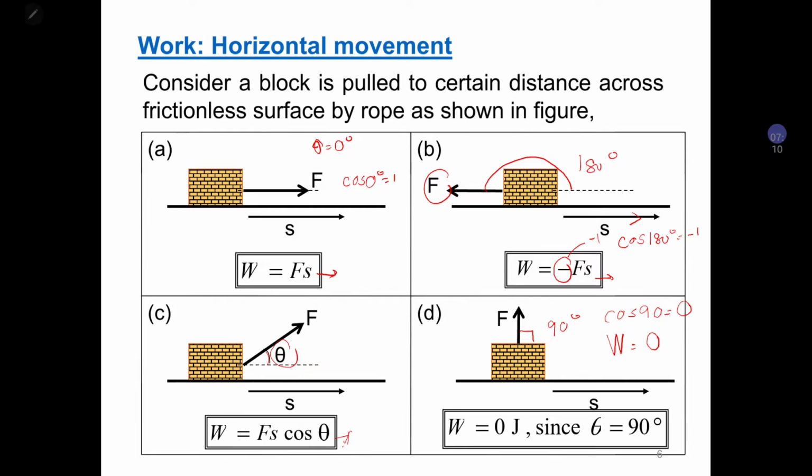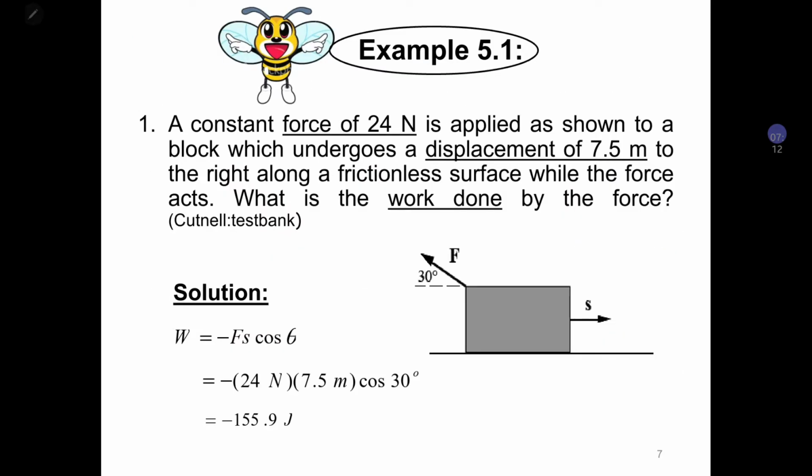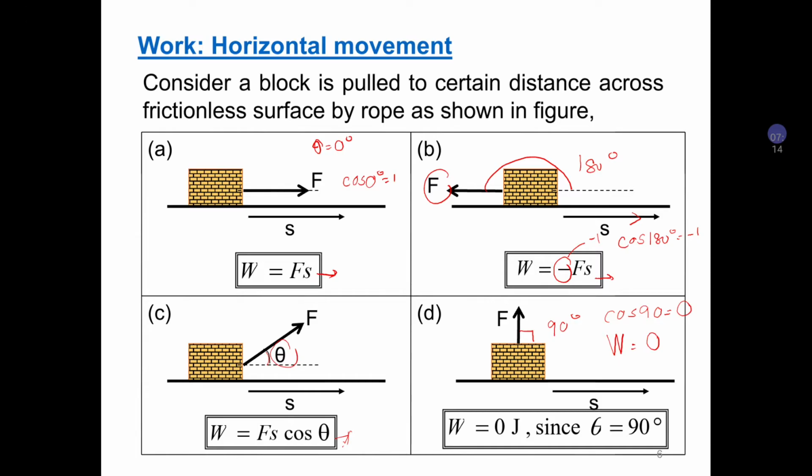Okay, clear. So from this we can know that if the direction of force and displacement is the same, the work done is positive. If the direction of force and displacement are in opposite directions, it will become negative work. Or if the angle between force and displacement is 90 degrees, the work done will become 0.